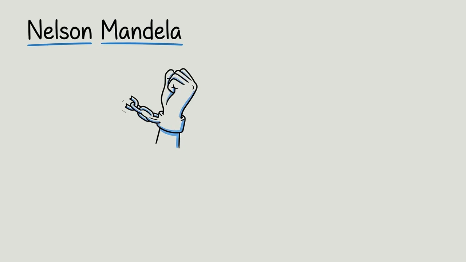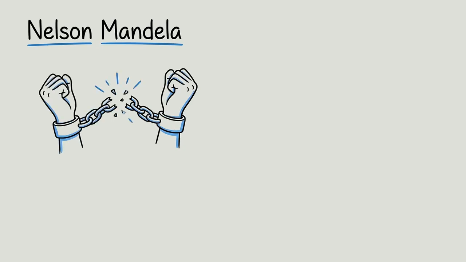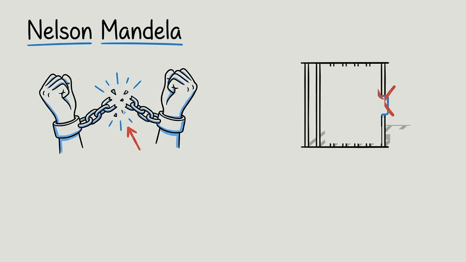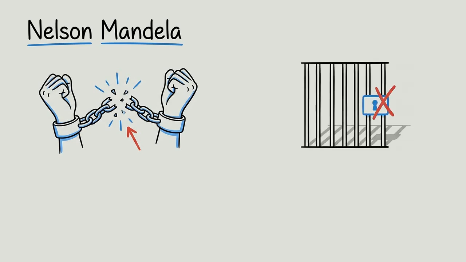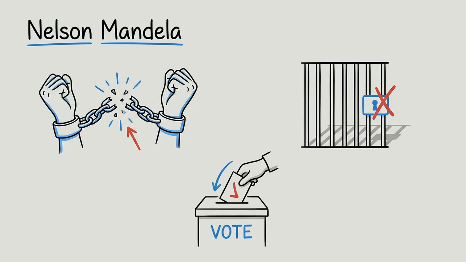For example, Nelson Mandela led South Africa after apartheid. He worked to end unfair racial laws and supported equal rights. One challenge he faced was spending many years in prison. His leadership helped South Africa become a democracy.